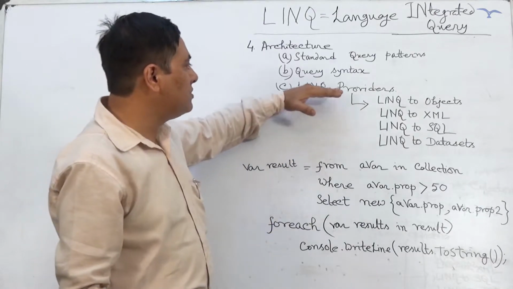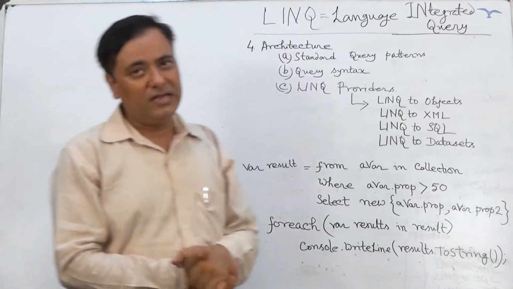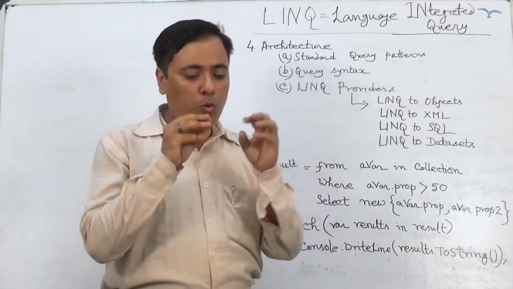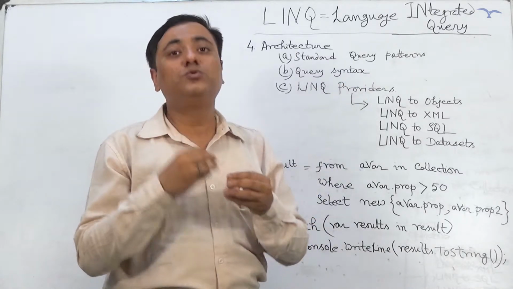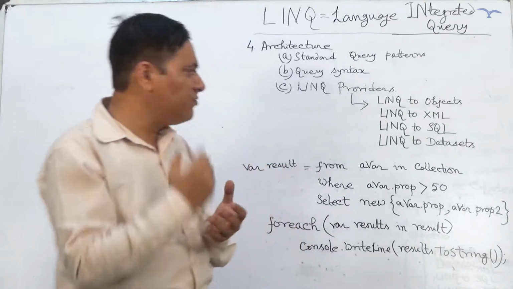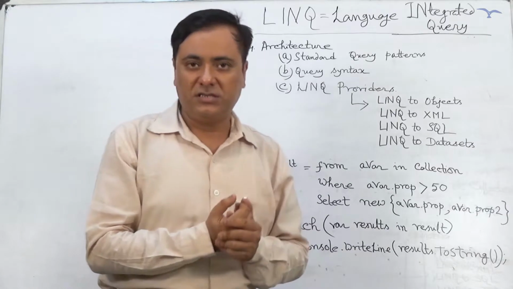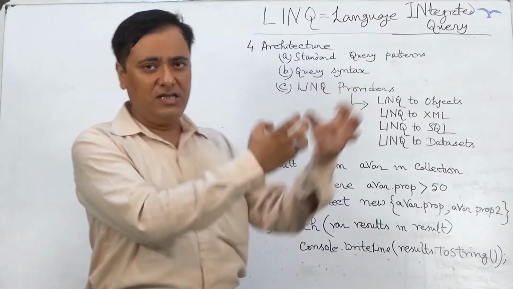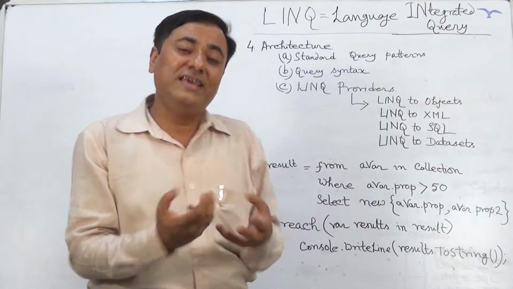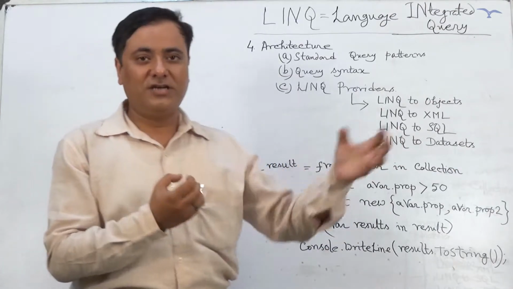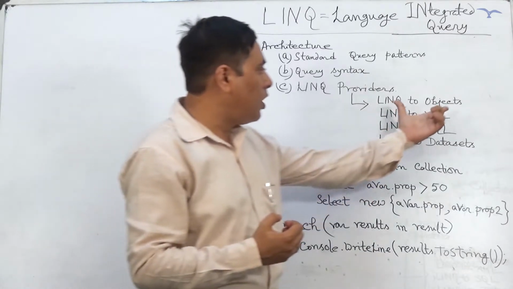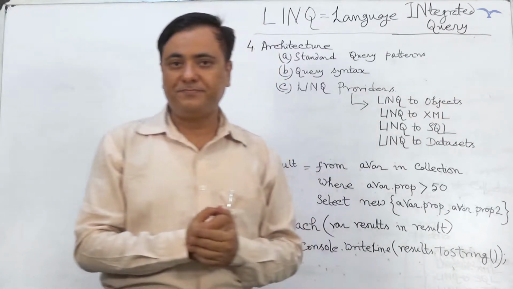Now let's focus on the third and final part of the architecture, that is LINQ providers. What are the providers available, means what kind of data you can access with LINQ. The first one is LINQ to objects. Just consider I have a list of integers, I have a list of strings, or even I have a list of objects. So that I can query with LINQ to objects. That is the first one.